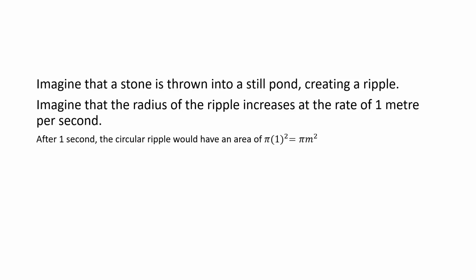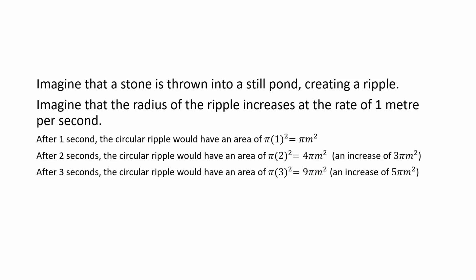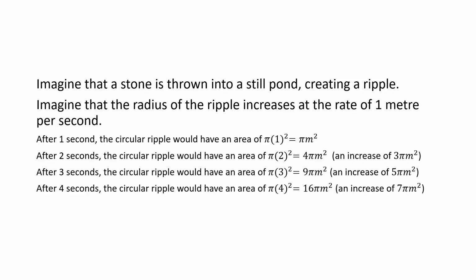So after 1 second, the circular ripple has an area of pi r squared, pi times 1 squared, which is pi meters squared. After 2 seconds, pi times 2 squared is 4 pi meters squared. After 3 seconds, it's 9 pi meters squared. And after 4 seconds, it's 16 pi meters squared.